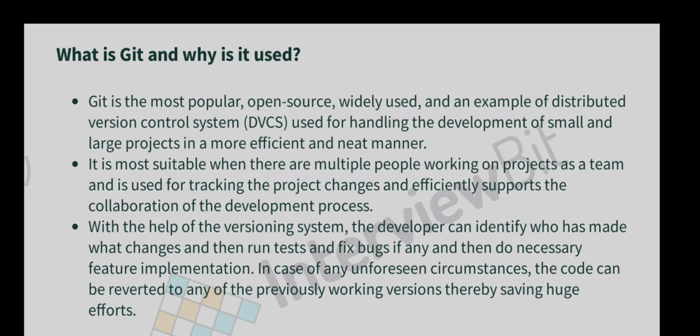With the help of the versioning system, the developers can identify who has made what changes and then run tests and fix bugs if any and then do necessary features implementation. In case of any unforeseen circumstances, the code can be reverted to any of the previously working versions, thereby saving huge efforts.